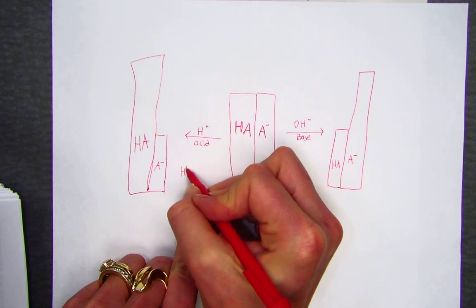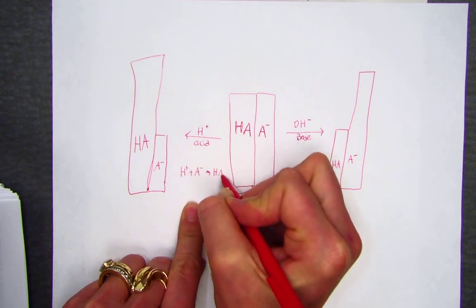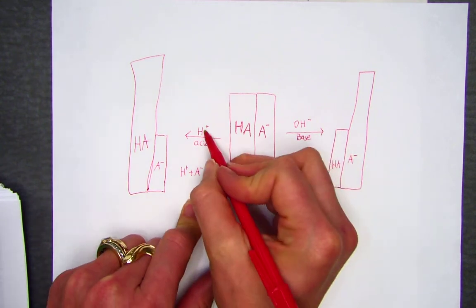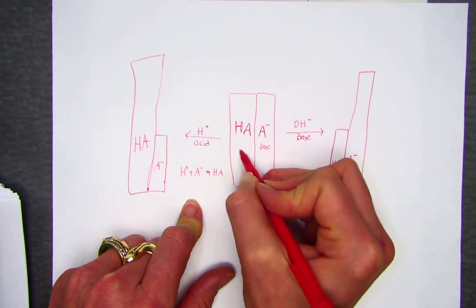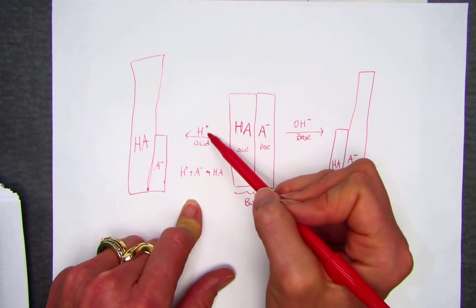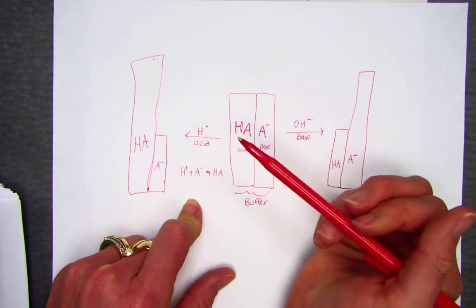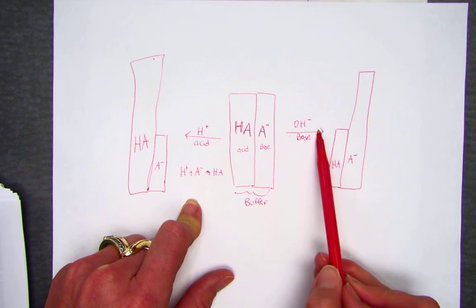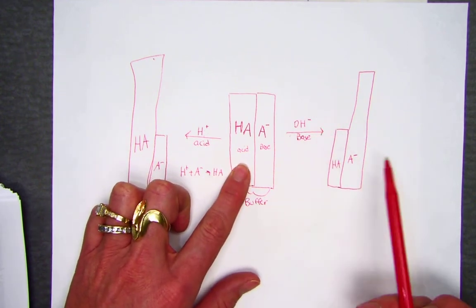H plus will combine with A negative to form more HA. The acid will react with the base, combining together. The acid uses the base to produce even more HA. Adding base reacts with the acid. The acid goes down and I make more base.